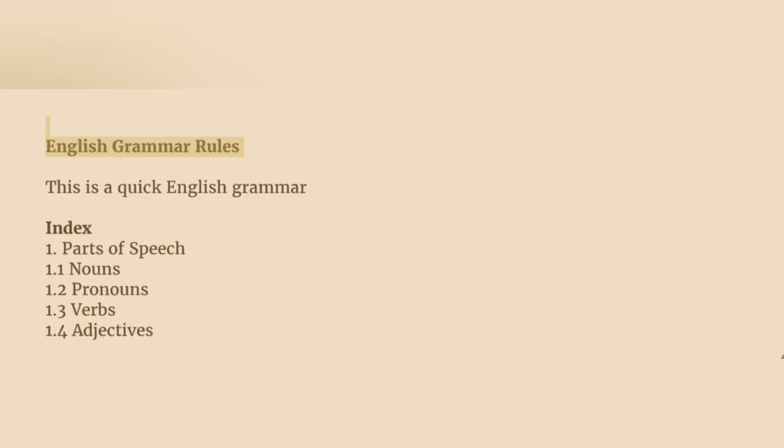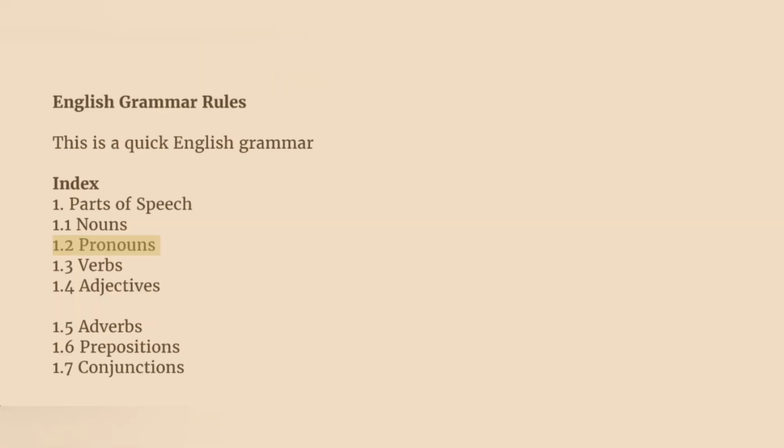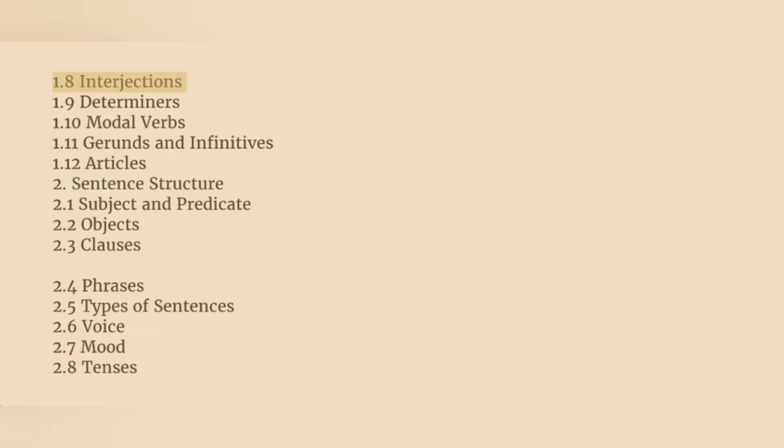English grammar rules. This is a quick English grammar. Index 1. Parts of speech. 1.1 Nouns. 1.2 Pronouns. 1.3 Verbs. 1.4 Adjectives. 1.5 Adverbs. 1.6 Prepositions. 1.7 Conjunctions. 1.8 Interjections. 1.9 Determiners.